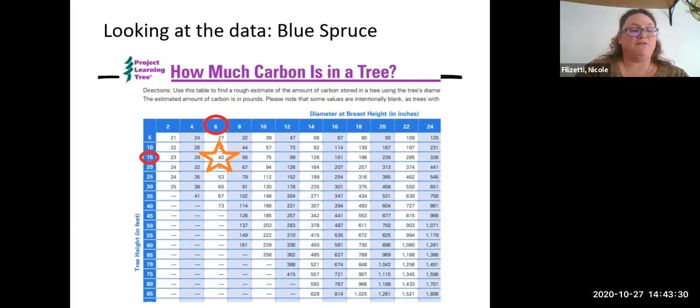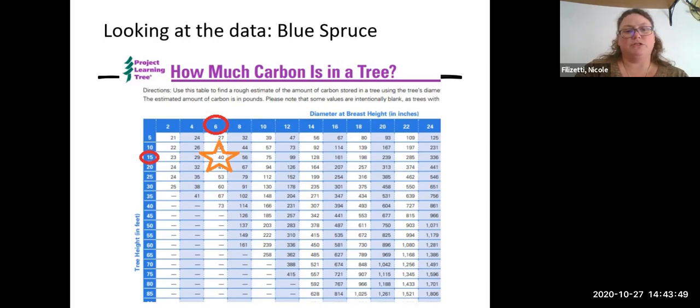So let's say that a few years go by and the tree gains 2 inches of diameter and 5 feet of growth. So 2 inches and 5 feet. How much carbon would it be able to store then? Take a look at the chart and see if you can find the number.